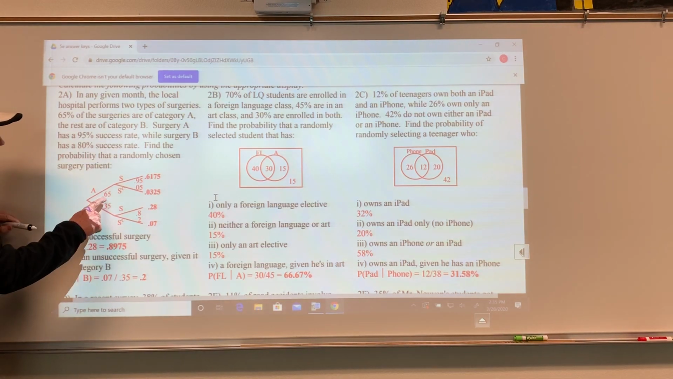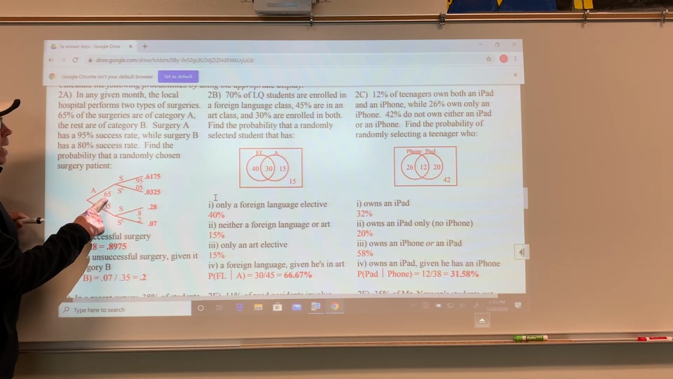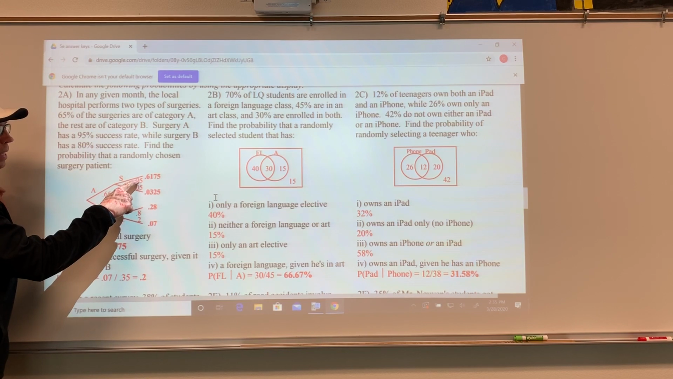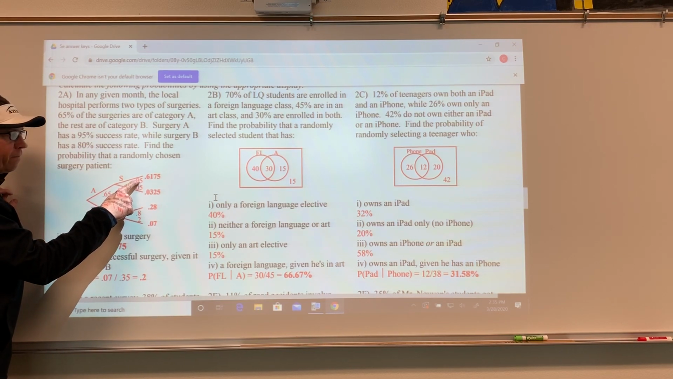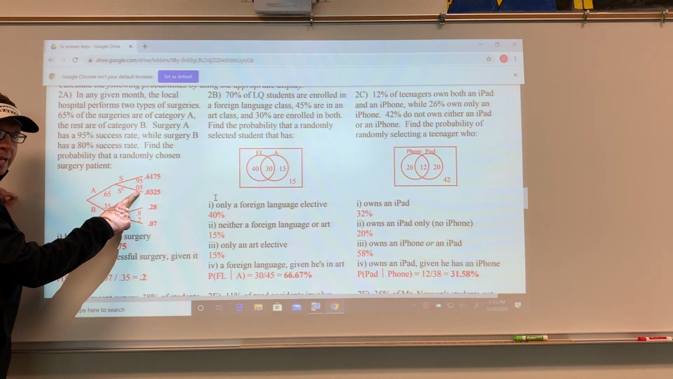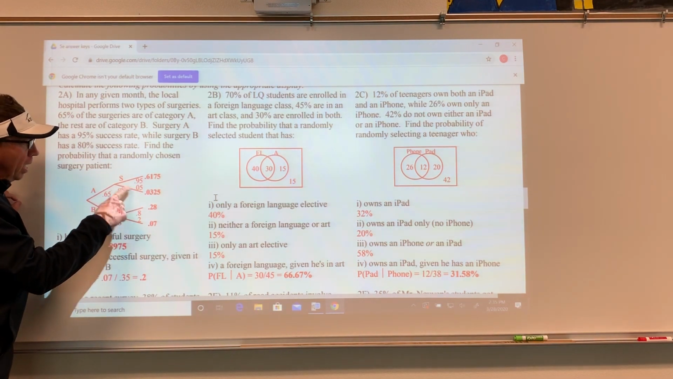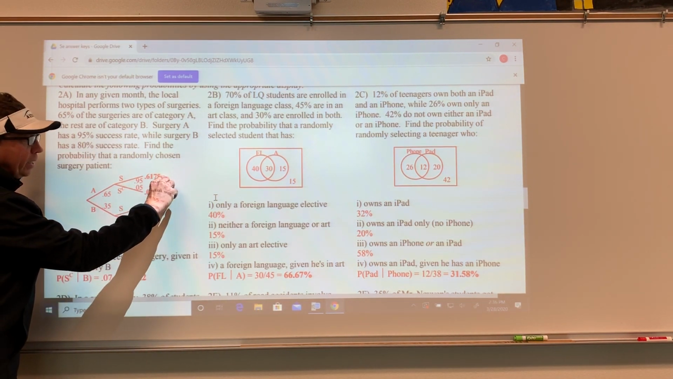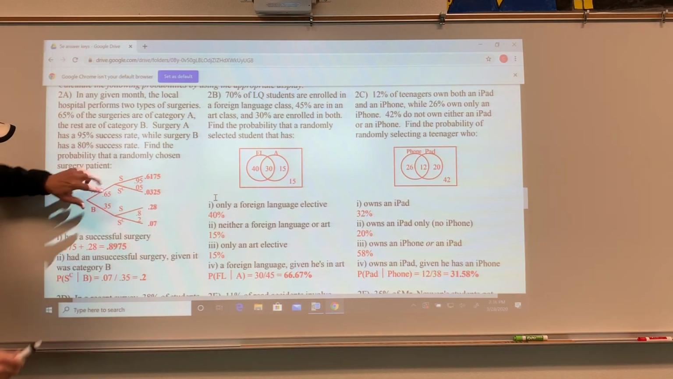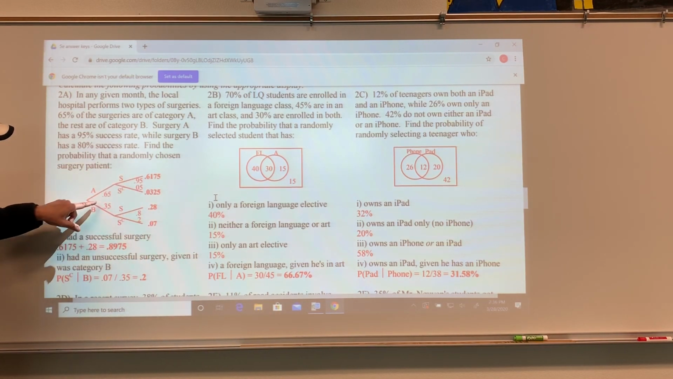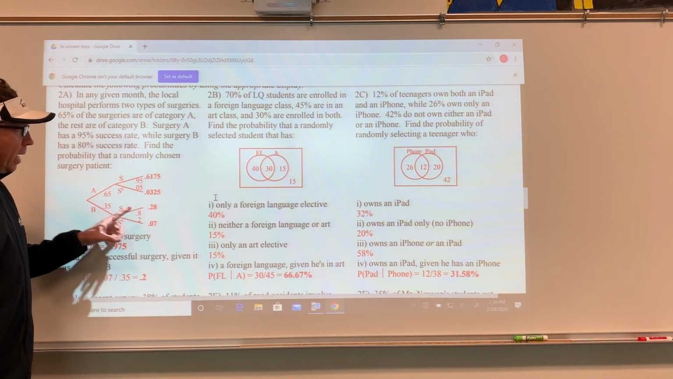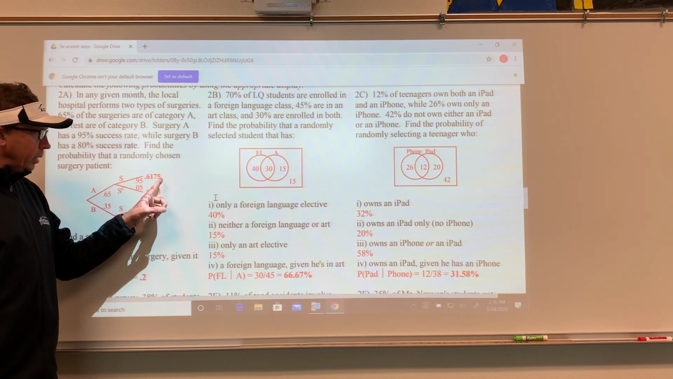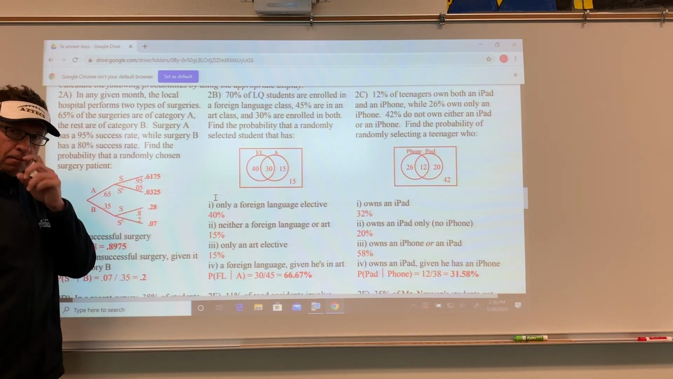We're going to subdivide surgery A into their success rates. 95% are successful, which means 5% are not successful. And if you multiply these numbers out, you will get these two numbers. Notice that these two numbers add up to 65%. All we've done is subdivided the 65% into 2 areas, successful and not successful.